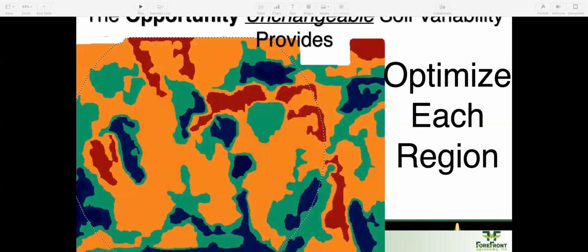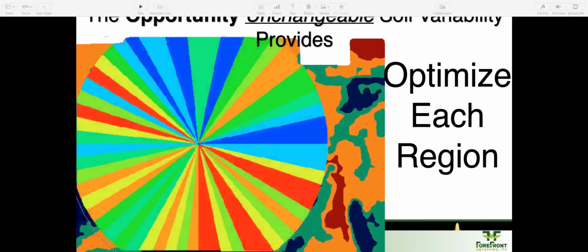Looking at the opportunity of what that field can yield is really based on those unchangeable soil variables. What is that soil type, that texture, that slope? We go out, we collect this information, we understand it, and set forth a plan. As we understand that, we're able to devise a plan and adjust accordingly as the crop needs it, as the weather conditions change, and put that water where it needs to be, and take that water off where it doesn't need to be, ultimately optimizing every region of that field.